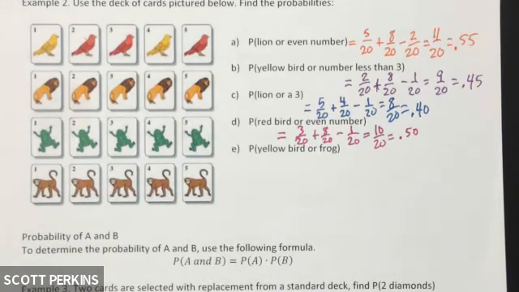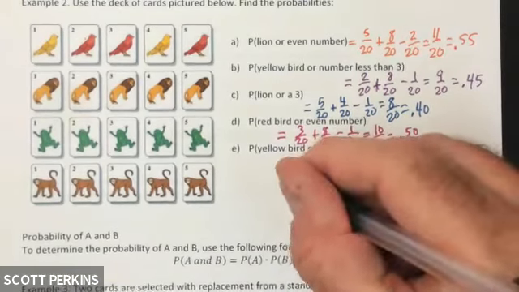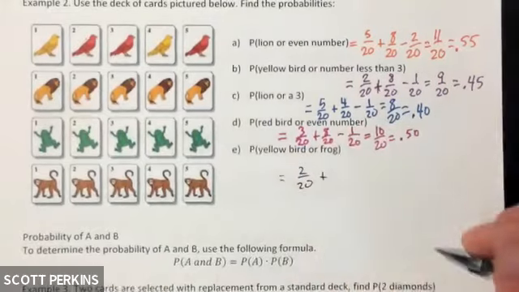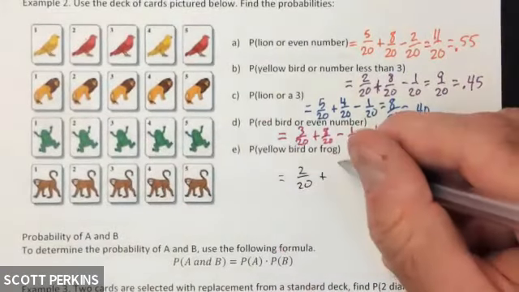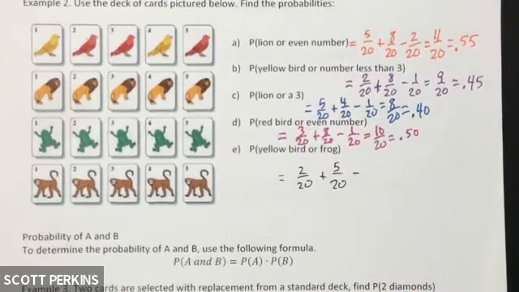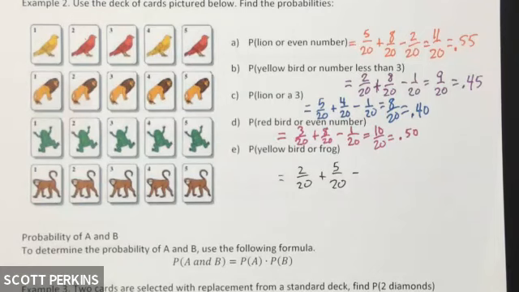The last OR problem for us. The probability of a yellow bird or a frog. Okay, well, yellow bird we've already done once. That was 2 out of 20. Frogs are the same as lions. They're going to be 5 out of 20. Minus, can a yellow bird and a frog happen at the same time? So these two events, yellow bird and frog, they are called what?